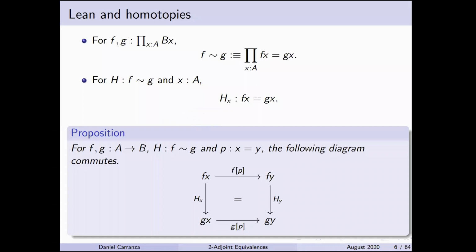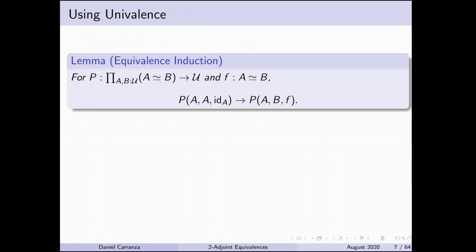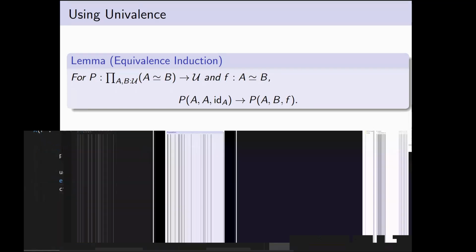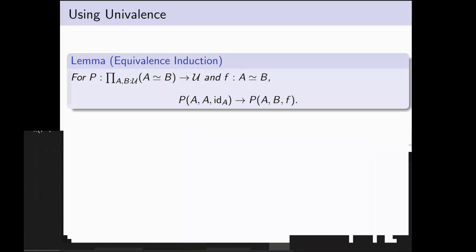So aside from demoing things in Lean, I want to talk about things that we're going to be using a lot throughout this proof. We have an equivalence induction lemma, which says that if we have an equivalence f from A to B, and we want to prove something about this equivalence, it suffices to prove it in the case that our f is just the identity map from A to itself. That's essentially what equivalence induction is.